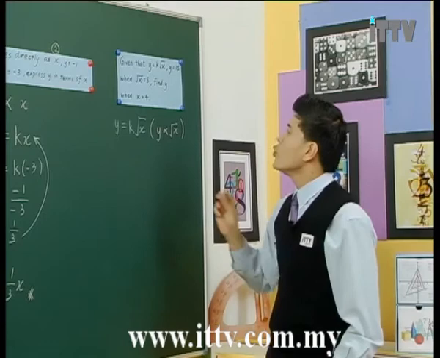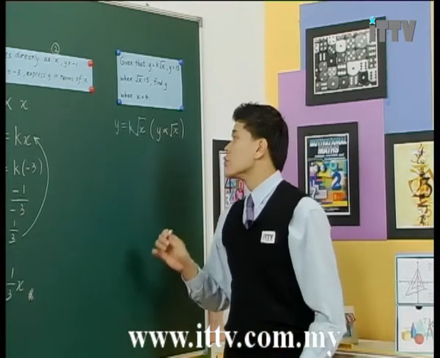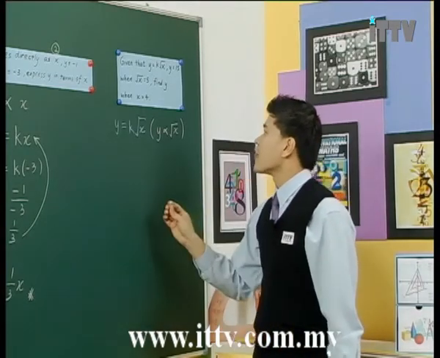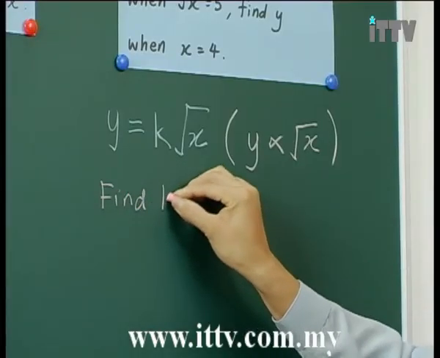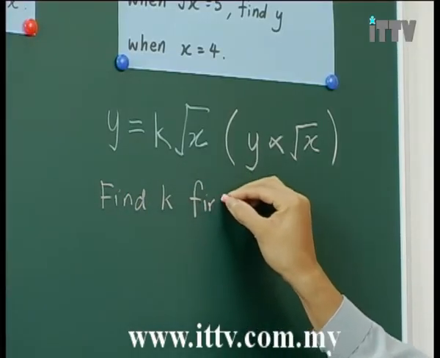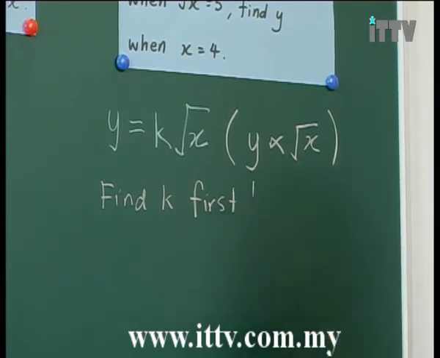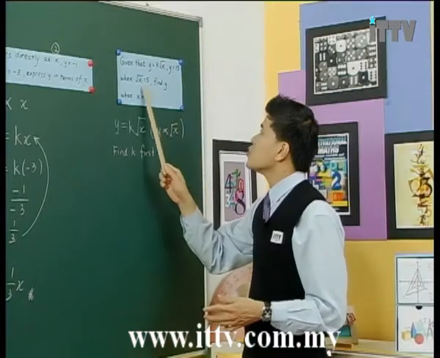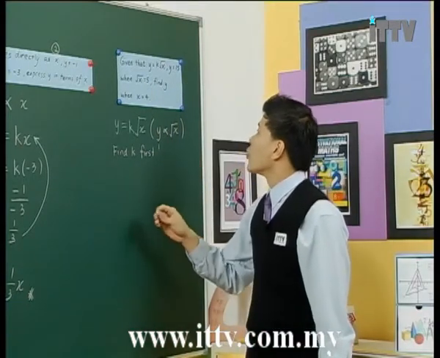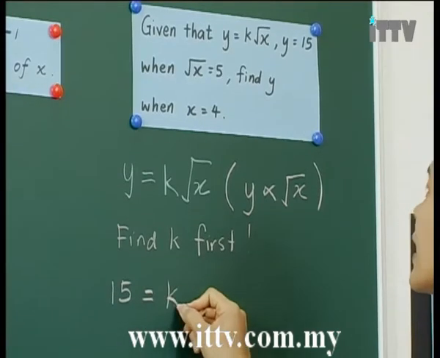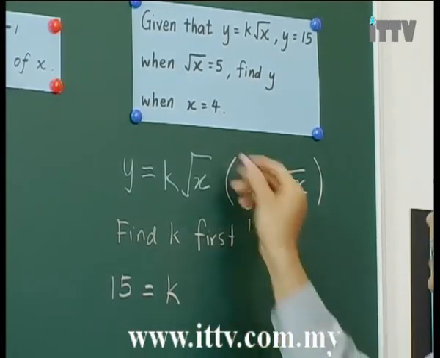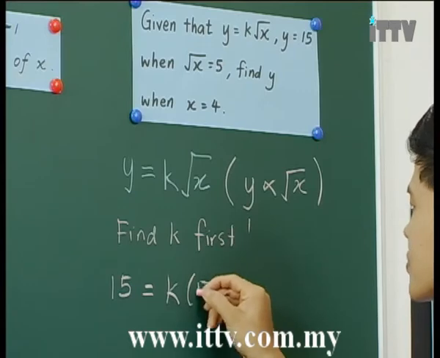So now, find y when x equals 4. Before we can find y, you must find k first, because the constant of proportionality must always be found first. And how do you find it? They will always give you a pair of values. When y is 15, so I substitute y as 15, square root of x is 5, means this whole thing is 5.